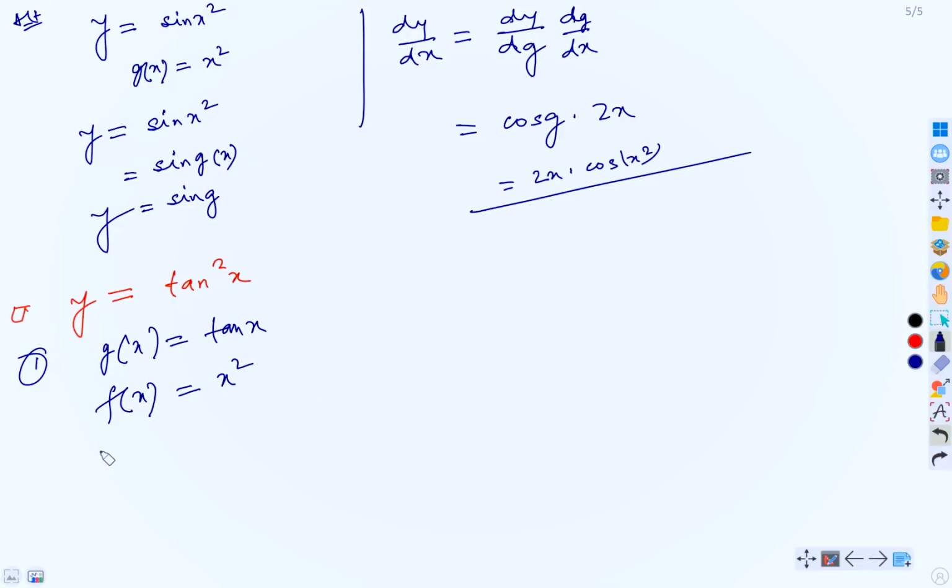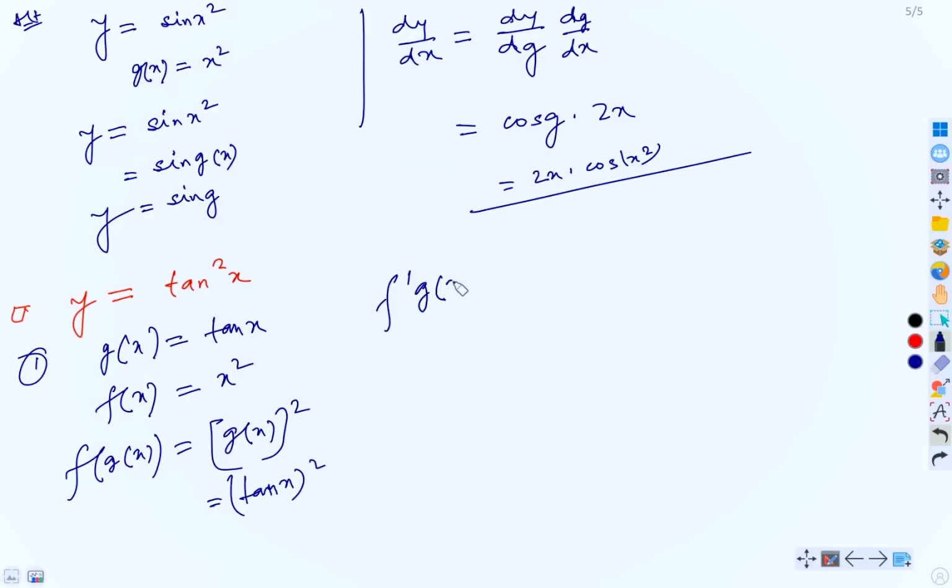Okay, why? Just check it. See, f of g(x) is g(x) whole square, right? And g(x) is tan x. So in this case, our f(x) is x square and g(x) is tan x. So now, if we are following the definition of the theorem, then it is saying it is f dash of g(x), then g dash of x, right? So our g dash of x is simple, we know. Differentiation of tangent x is secant square x, right?